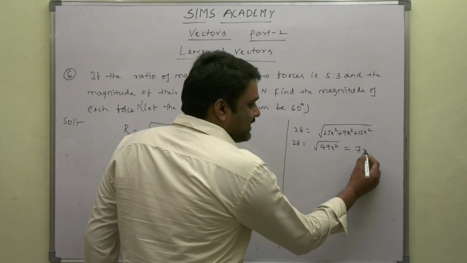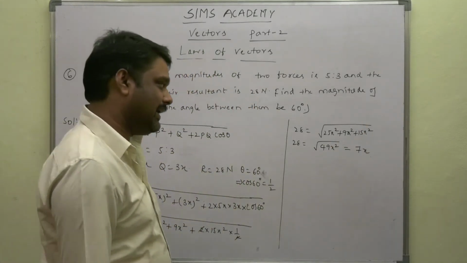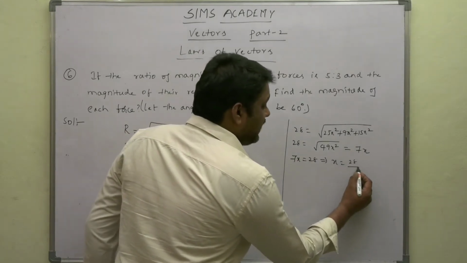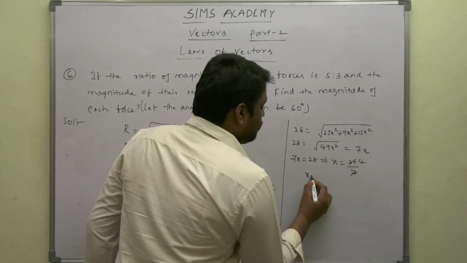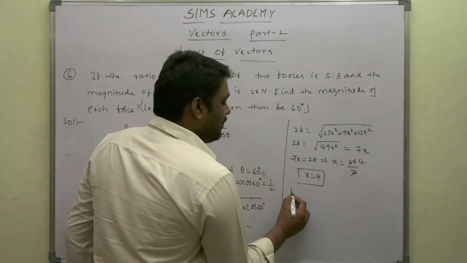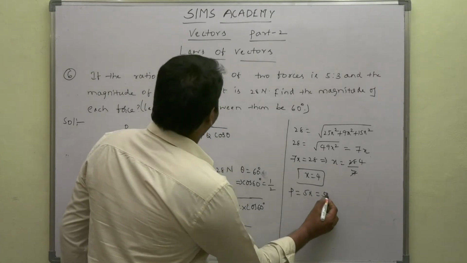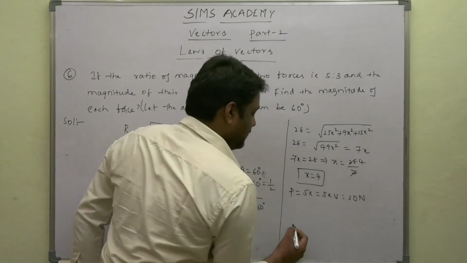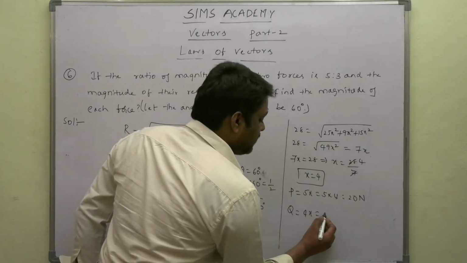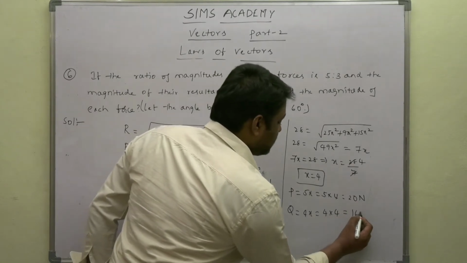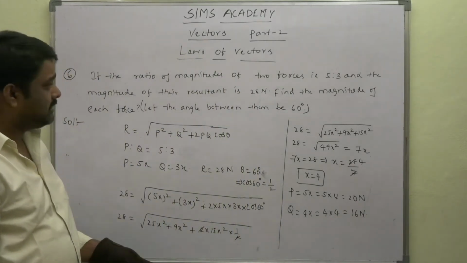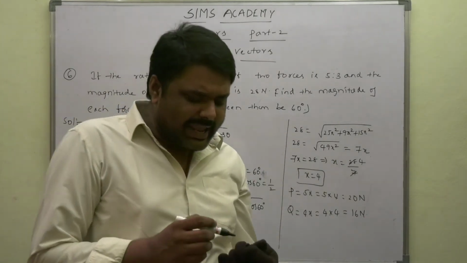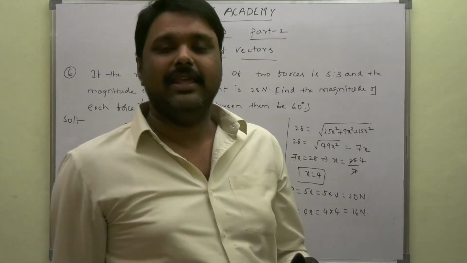Square root of 49 is 7. Square root of x square is x. 7x equals 28. x equals 28 by 7, 7 fours. We got the value of x. Then what is the value of P? P is 5x. 5 into 4 is 20 newtons. Q is 3x. 3 into 4 equals 12 newtons. Now we got the magnitude of each force. What if he asks us to find the resultant?